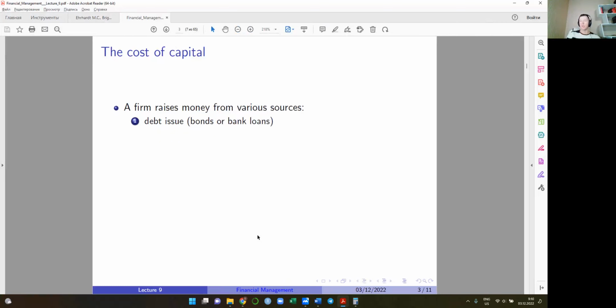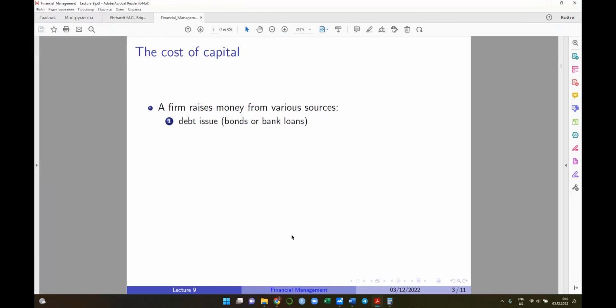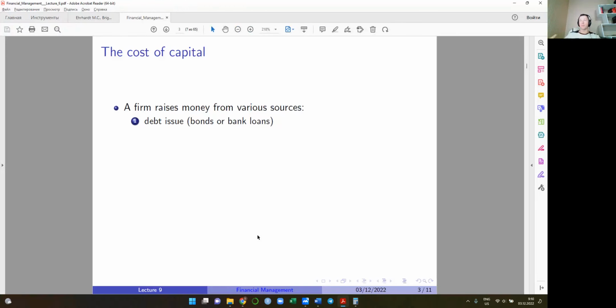But before, it was in lecture number 4, we discussed the problem of bond valuation from the side of investor. Now we are on the other side, on the side of firm. But we are talking conceptually about the same thing. Nothing new here.